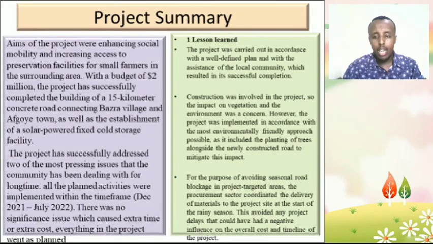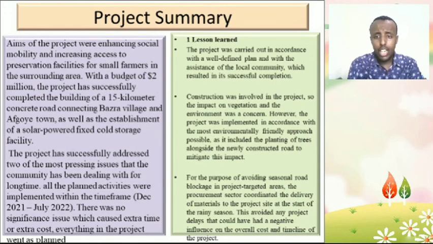Project summary. The aims of the project were enhancing social mobility and increasing access to preservation facilities for small farmers in the surrounding area. With a budget of 2 million, the project has successfully completed the building of a 15-kilometer concrete road in Basra Village, as well as the cold storage facility. The project has addressed two of the most pressing issues that the community has been dealing with for a long time, and it finished within its timeline, from July 2021 to July 2022.